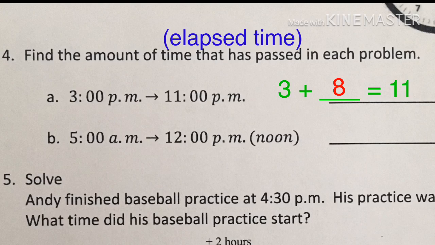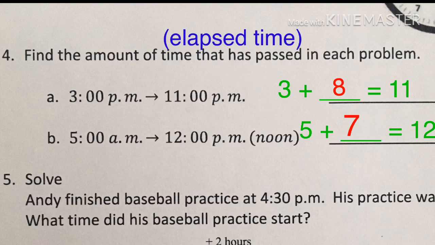That's the elapsed time. B says 5 a.m. to 12 p.m. So 5 plus blank equals 12. If you count from 5 to 12, you're going to find 7. 7 hours is the elapsed time from 5 a.m. to 12 p.m. noon.